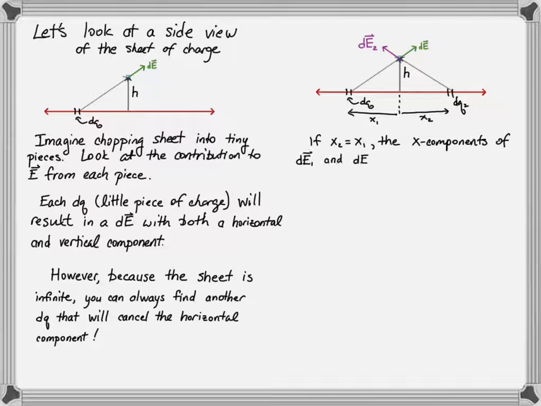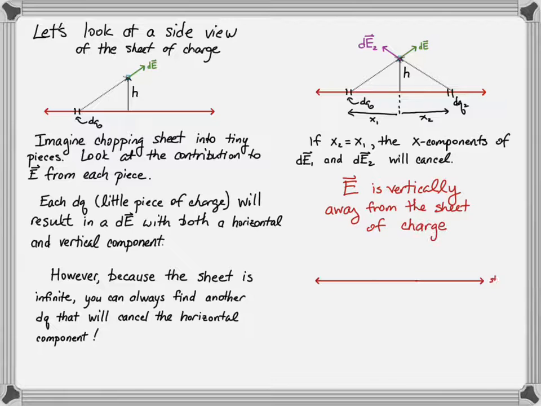Just write that so you can copy it down if you want to. If x2 equals x1, the x components of dE1 and dE2 will cancel. E must be vertically away from the sheet is what that means. So for every dQ we can find everywhere along the sheet, if I start off with all of them on the left-hand side, I can always find another one on the right-hand side to cancel it out. That's actually the same. I could rotate the sheet too, and that's the same with the front and the back.